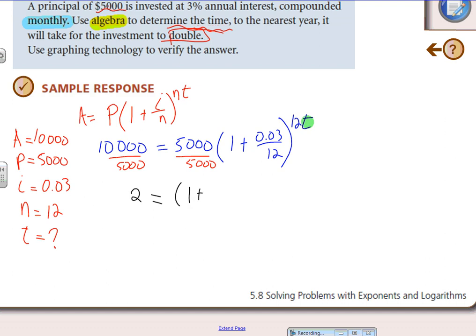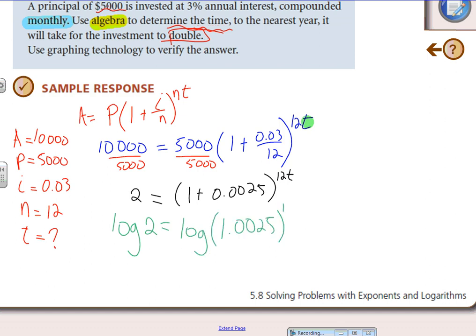1 plus 0.0025 to the 12T. Let's clean that up. And we've got an exponent. We're trying to solve for the exponent. We've done those already. Log both sides. Or take it to the log form, but I'm going to just say log both sides. A lot easier to do. So let's log the left side, let's log the right side. So that's where we're putting that log in there on both sides.